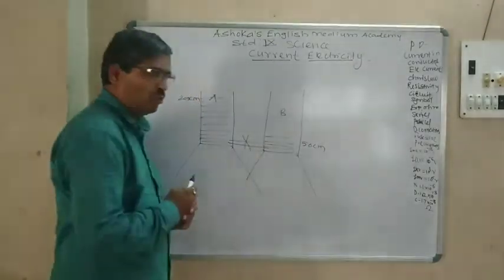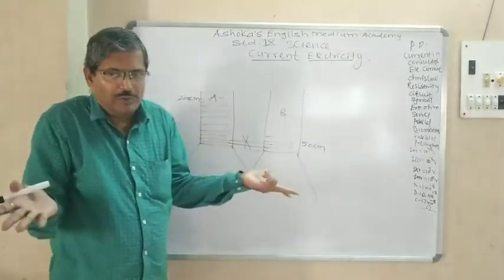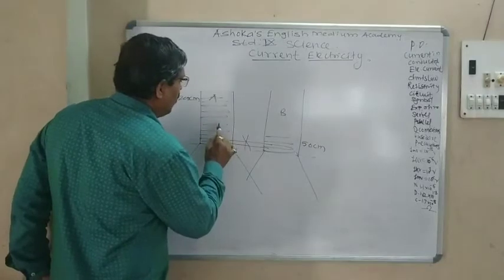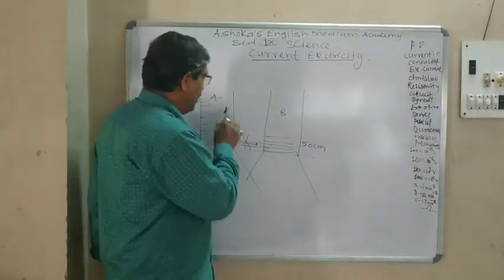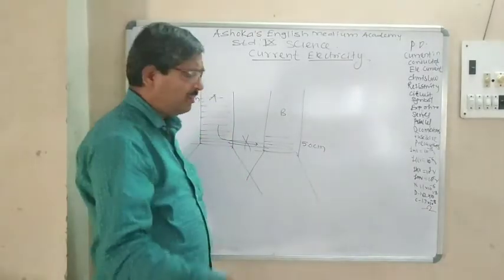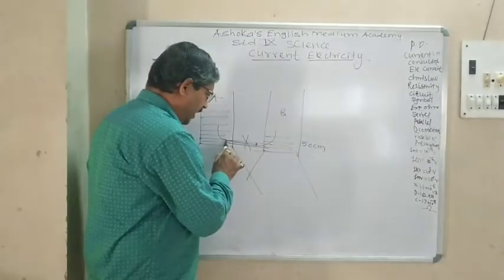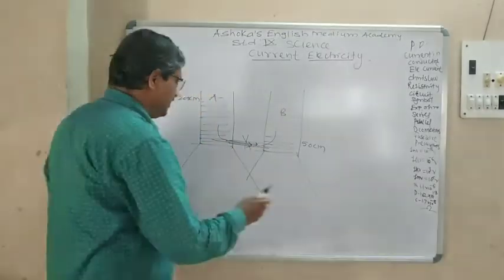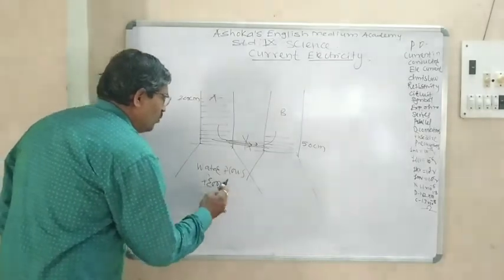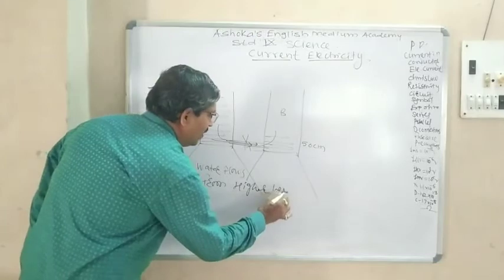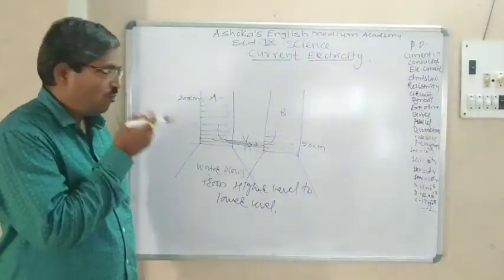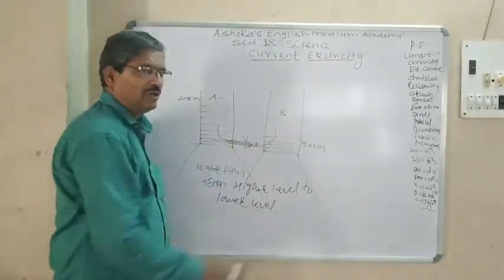When the clamp of the tube is removed, what will happen? Who can tell me? Yes, water will flow from beaker A to beaker B. Why? Because the level of the water is more in beaker A and less in beaker B. That's why water will not flow from beaker B to A, but it flows from beaker A to B. It means that water flows from higher level to lower level. Understand what I told? Yes, water flows from higher level to lower level.